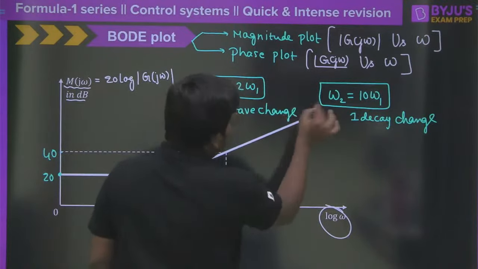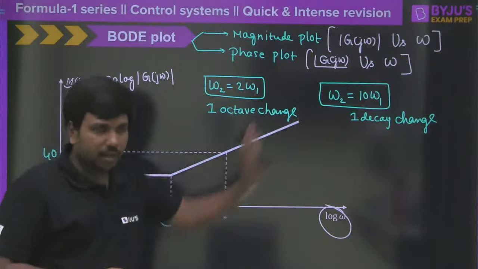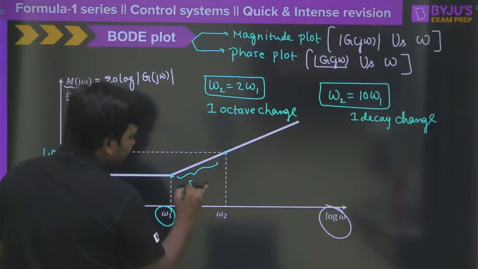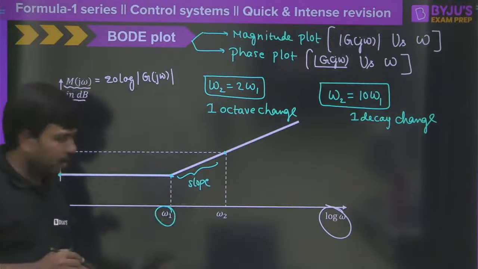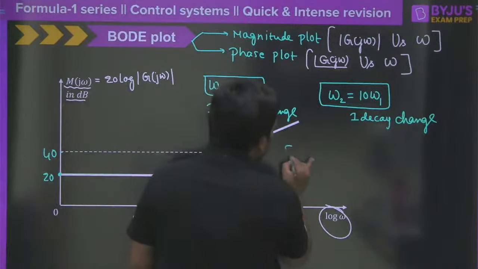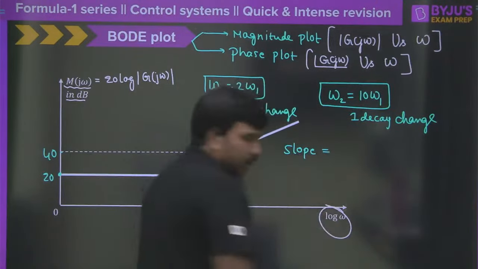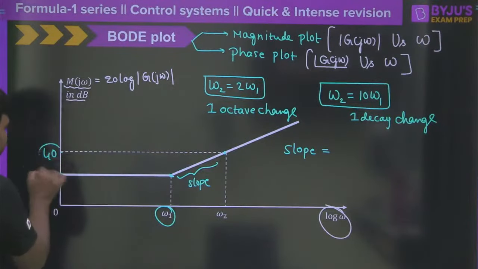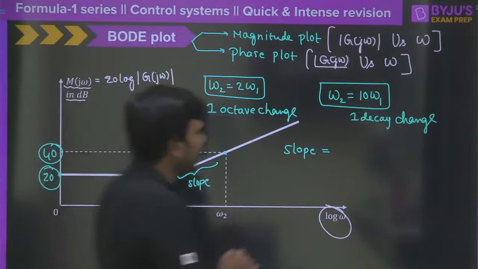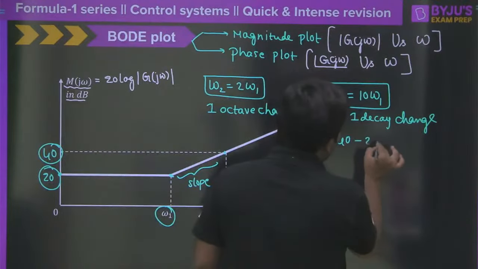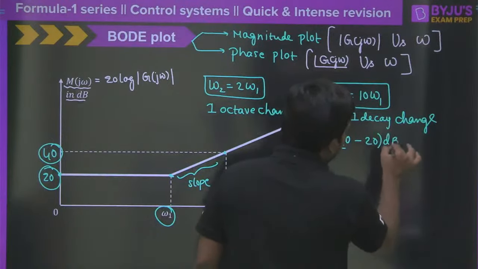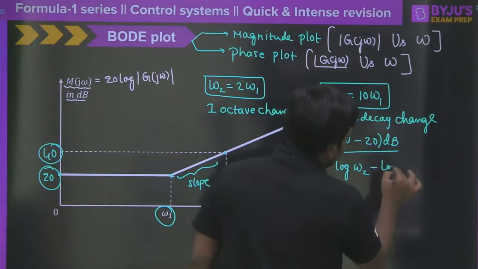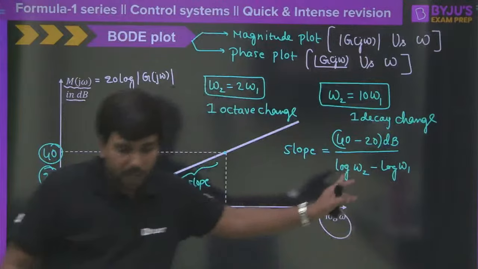Now I will tell you the logic behind this. Suppose you take it like this, can you please tell me the slope from here to here? I am asking what is the slope of this line. The slope can be written as y2 minus y1 divided by x2 minus x1. What is y2 here? 40 dB minus 20 dB, correct? So relax and tell me. 40 dB minus 20 dB, divided by, what should I write here? I should write log omega 2 minus log omega 1. Clear?